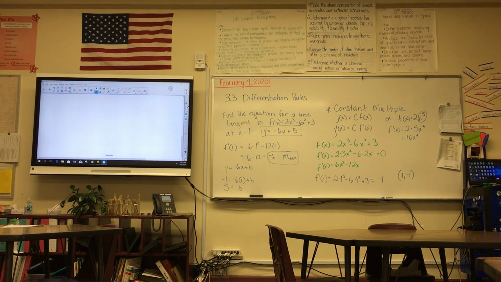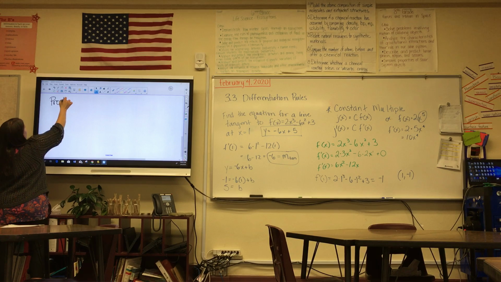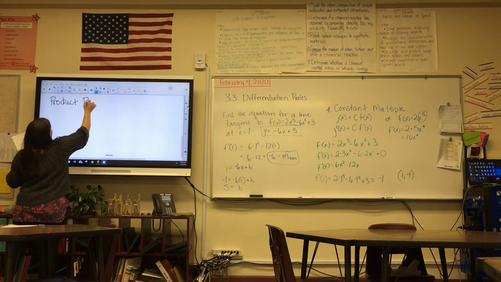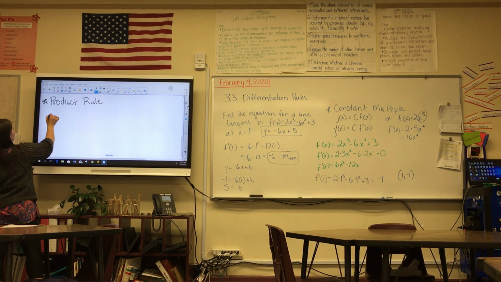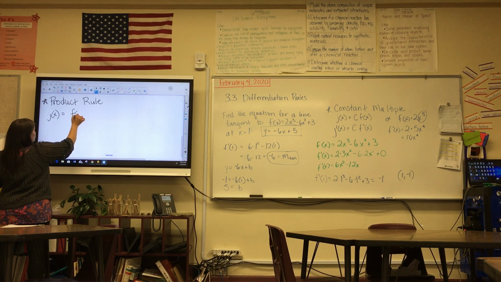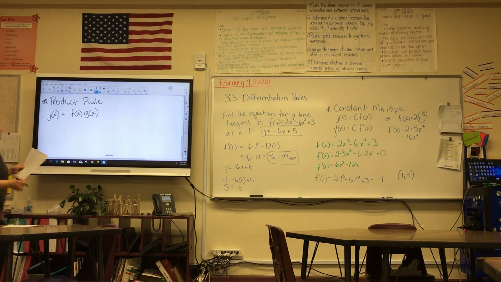So the next two are just the product and the quotient rule. They're similar to each other, just like the sum and the difference rule are similar to each other. So the product rule means that we're going to have a function that's actually two functions being multiplied together. So f of x times g of x.